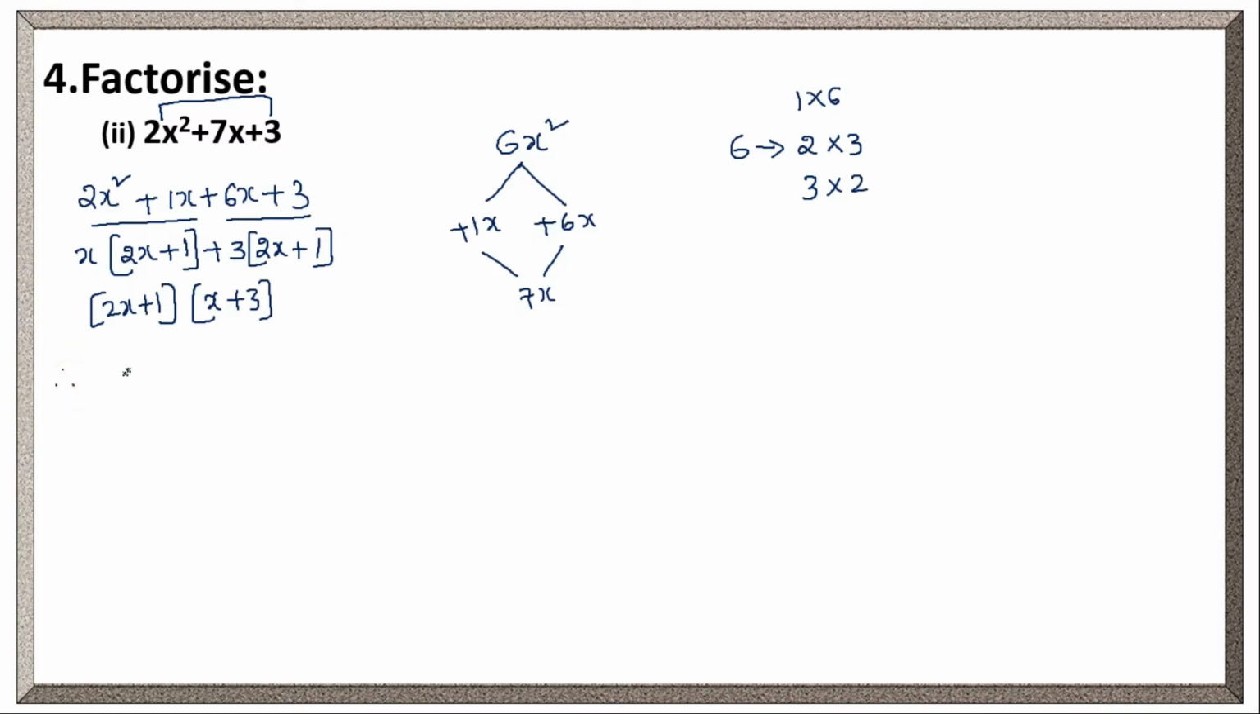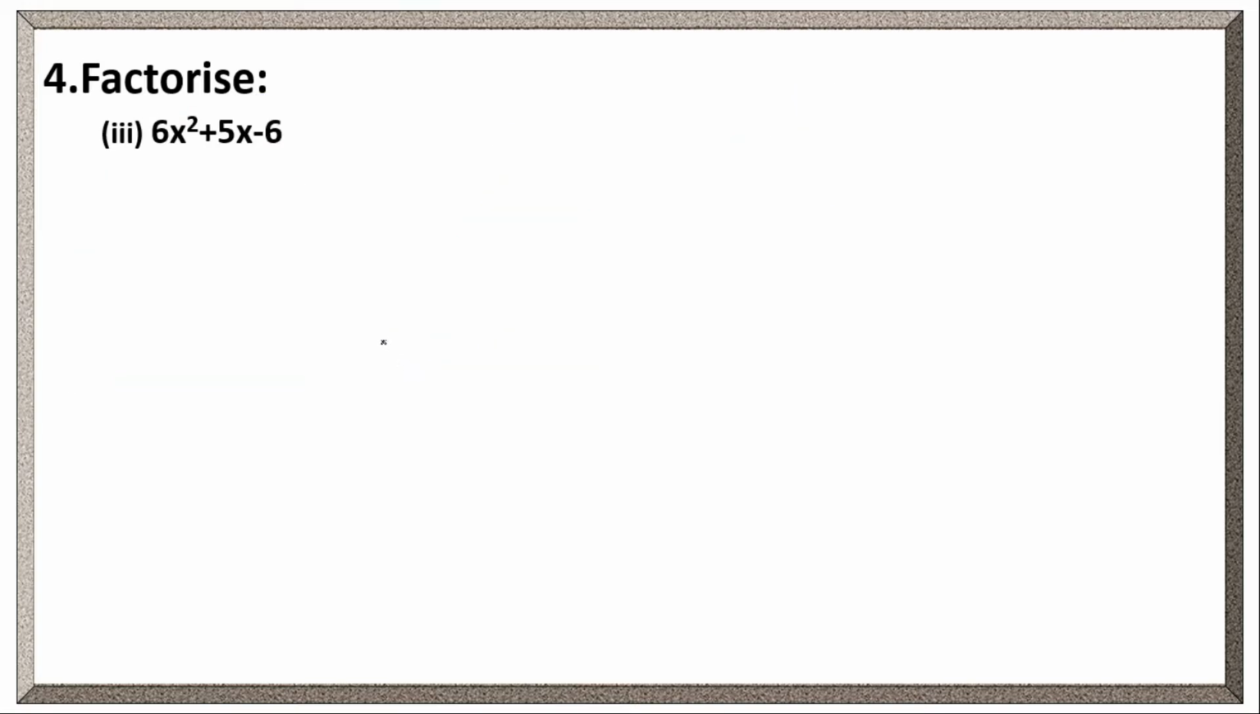Therefore, 2x square plus 7x plus 3 equal to 2x plus 1 into x plus 3. These are the factors of the given polynomial. So, is this clear? Right. Let us see the third bit.